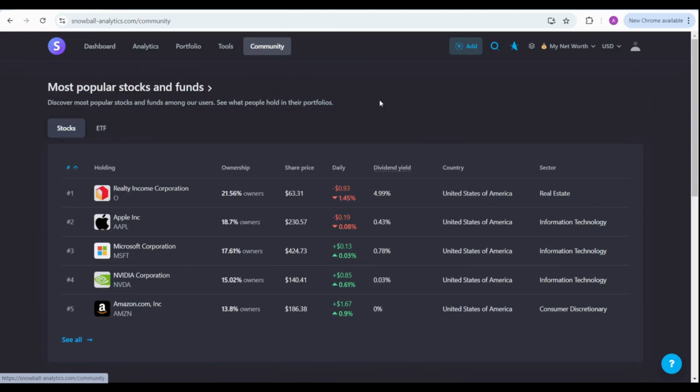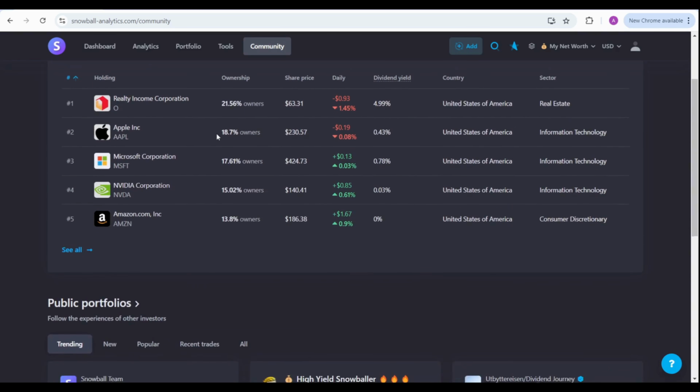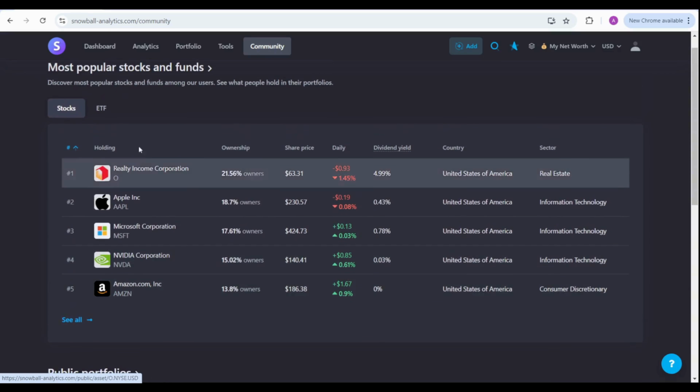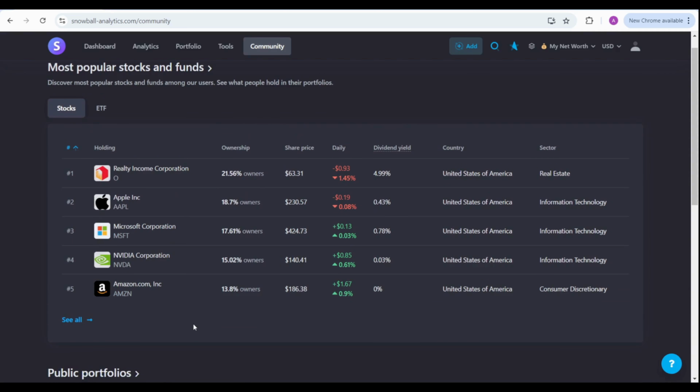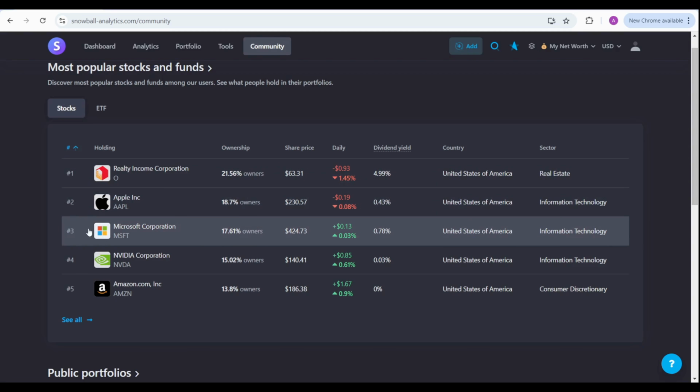And then the last thing I would like to touch on is they do have a community tab. I personally do not use this. I like to keep the investing that I do out there for everyone to see, and I put it on YouTube so anyone is able to look at it and hopefully gain some information. But you can see based off of Snowball users what percentage of people are investing in these. So really Income happens to be number one, with 21.5% of owners that are using Snowball Analytics having it in their portfolio. Just under 20% have Apple.